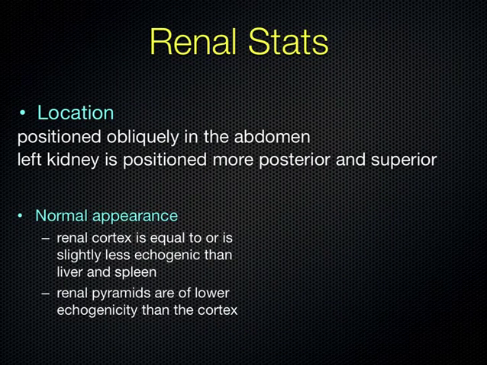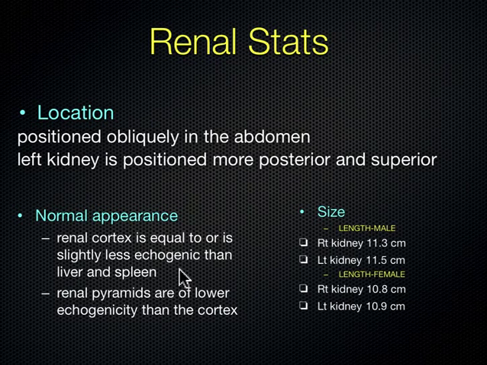Now, the kidneys are located obliquely in the abdomen, and it turns out that the left kidney is more posterior and more superior. The way I remember that is that the left kidney is more towards the head and more towards the bed. And it turns out that the renal cortex is less echogenic than the liver or the spleen. And the renal pyramids, because they're filled with urine, are less echogenic than the cortex. So in terms of brightness, the liver and the spleen are brighter than the kidney's cortex, and the kidney's cortex is brighter than the renal pyramids.